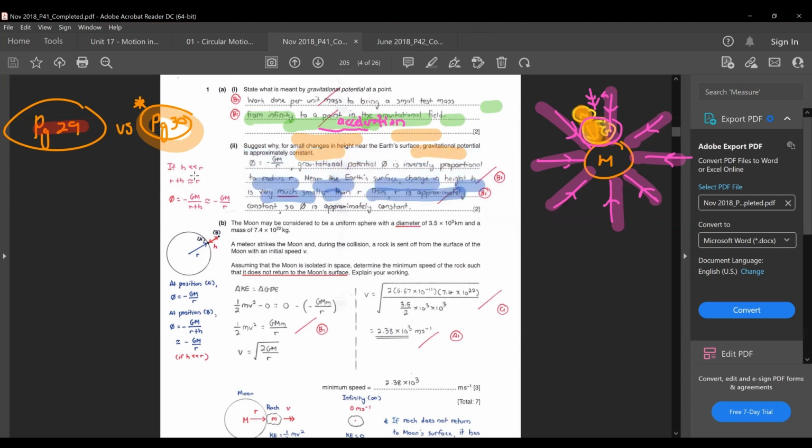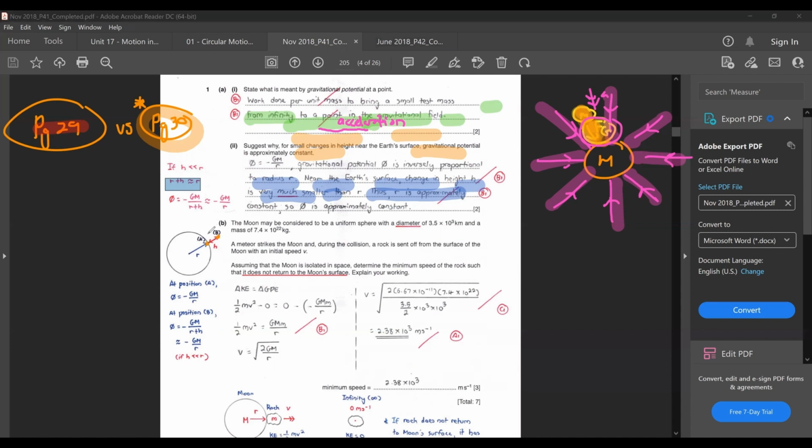So that time we went through the process of looking at the equation where we say that because the small change in height is very much smaller than the radius of the Earth itself, your R plus h is actually equal to R itself. So actually, if you compare between 2 points near the Earth's surface, the potential will just be constant. Okay, so that was what we did in the previous lesson.